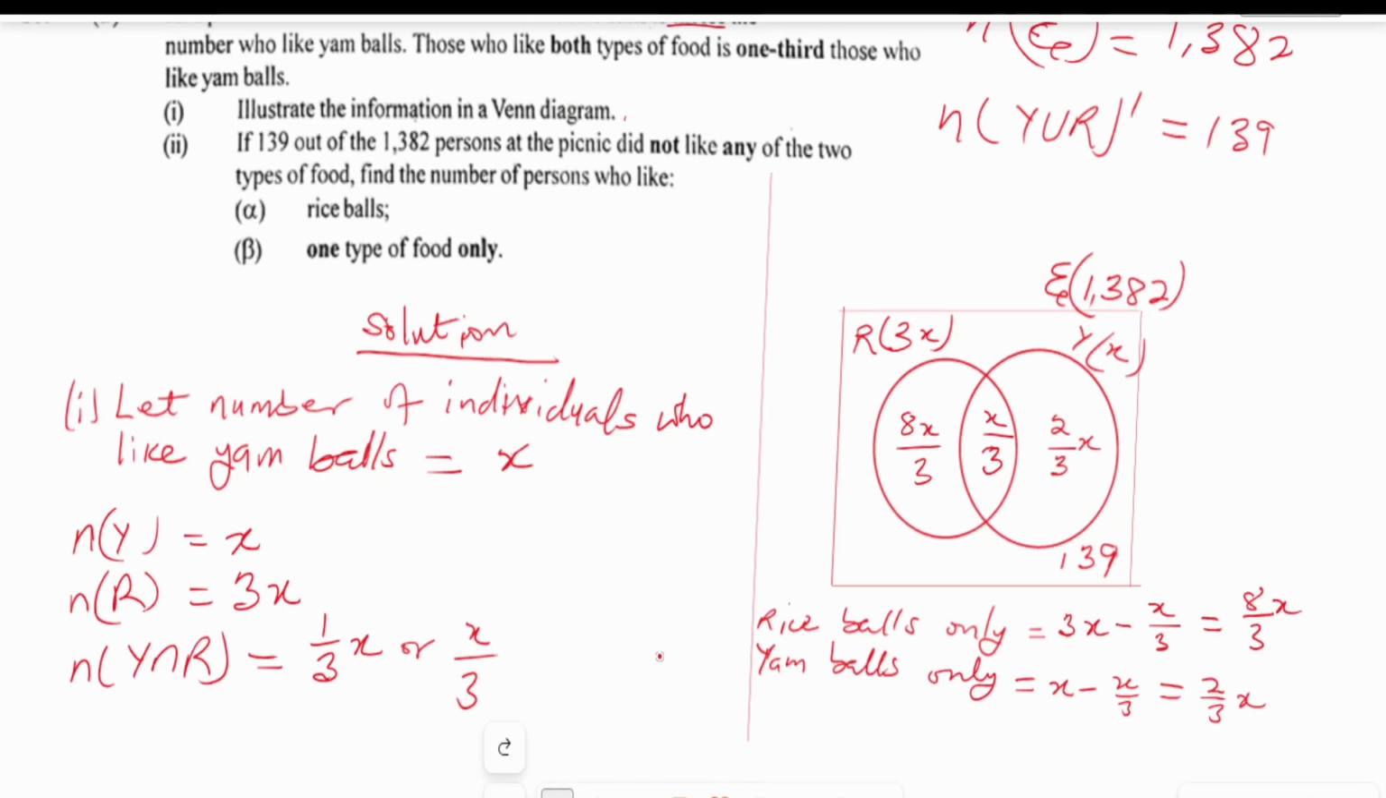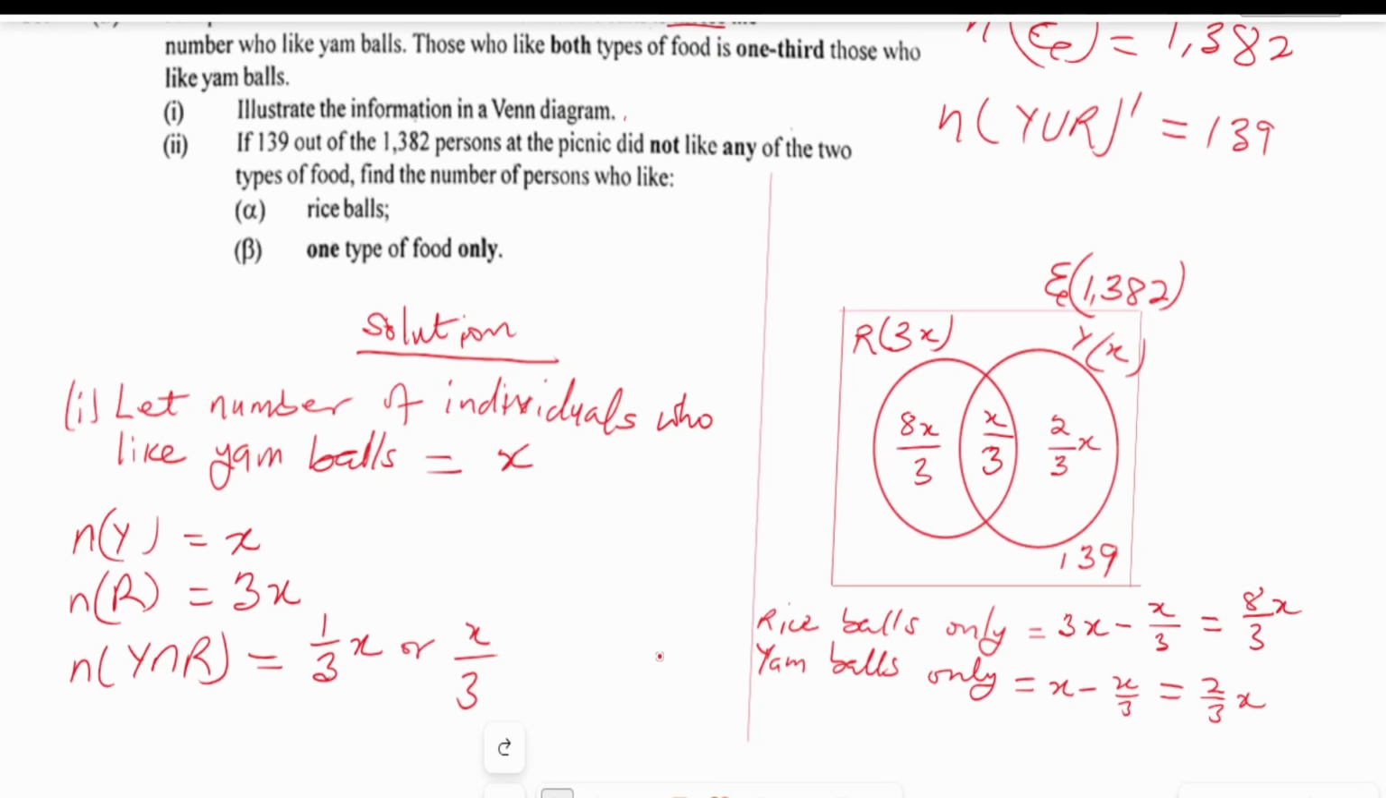And now let's go to the (ii) part, which says that if 139 out of the 1,382 persons at the picnic did not like any of the two types of food, find the number of persons who like (alpha) rice balls. So we'll go back to the Venn diagram, and I think everything here is expressed in terms of x. So if we go back and solve for the value of x, we'll know what 3x is, because 3x is the number that like rice balls. So once we know the value of x, we'll easily know what 3x is.